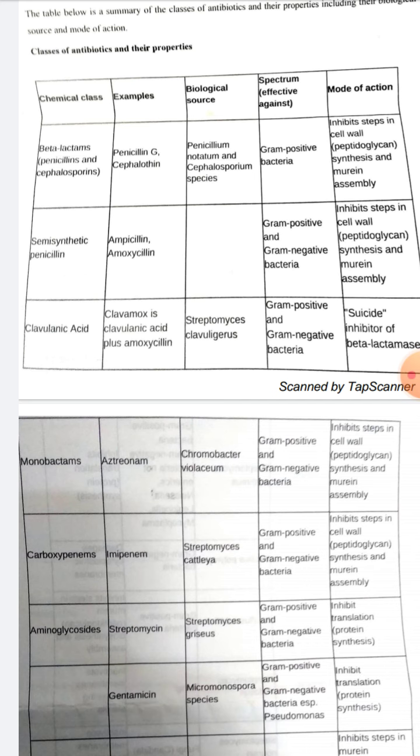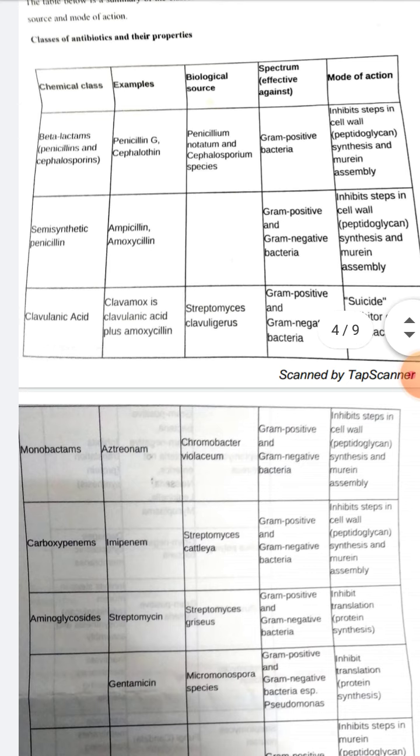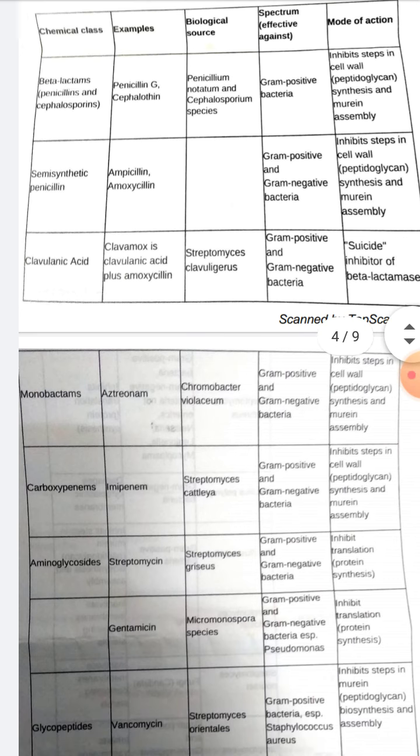So clavamox is an example, and it is derived from Streptomyces clavuligerus. It is effective against gram positive and gram negative bacteria. It is a suicide inhibitor of the beta lactamase enzyme produced by the bacteria.